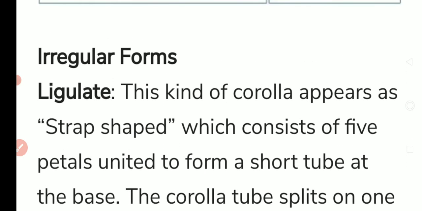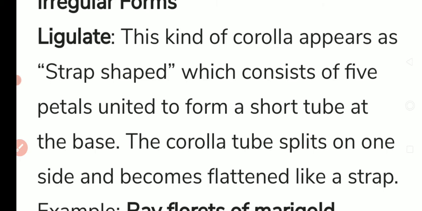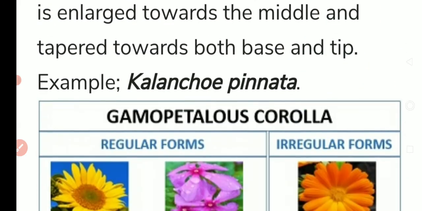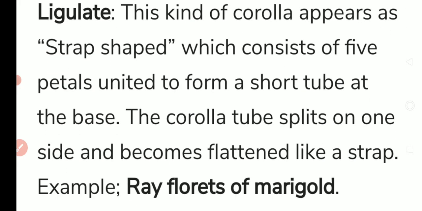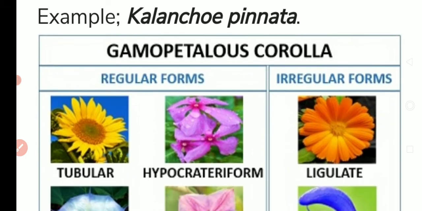Then looking at the irregular forms, you have the ligulate, then bilabiate, remember the lips, and personate. Let's look at the ligulate. It appears as a strap shape. It consists of 5 petals united to form a short tube at the base, like a strap, okay, strap shape. This one, the petal, like a long strap, like this, ligulate.